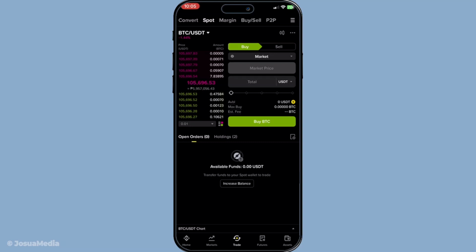With this knowledge, you can now confidently execute trades while on the go, making the most of market opportunities as they arise. Keep practicing, and over time you'll find yourself becoming more adept at navigating the world of cryptocurrency trading on mobile.